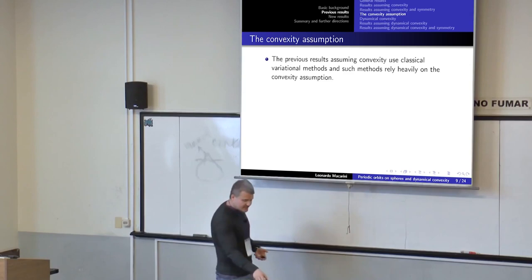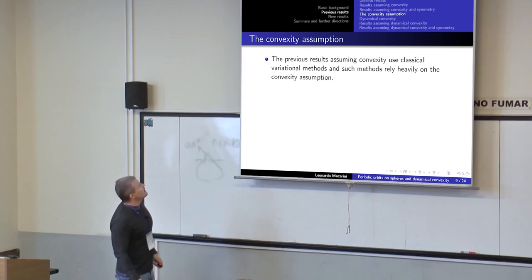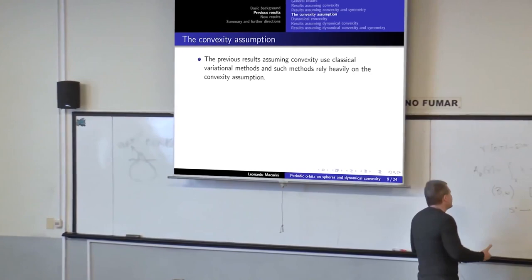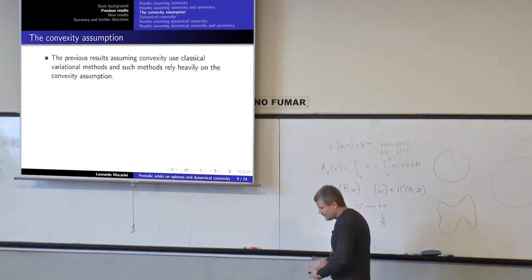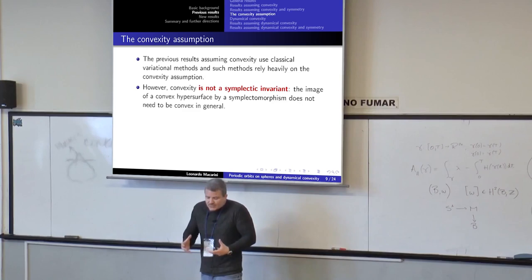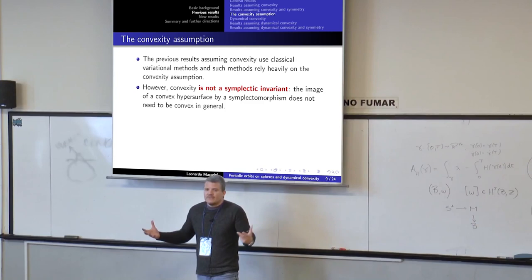Okay, now let's think about this convexity assumption. Assuming convexity, you use classical variational methods, and for these methods you really need convexity, because in the convex case, you can replace the action functional by a good functional, so you have good variational methods. But the point is that if you want to generalize these results for more general Reeb flows, the first thing you realize is that convexity is not a symplectic condition. It's not a symplectic invariant.